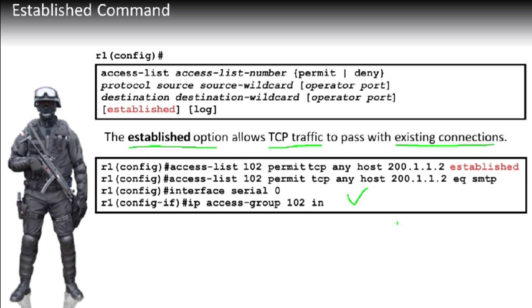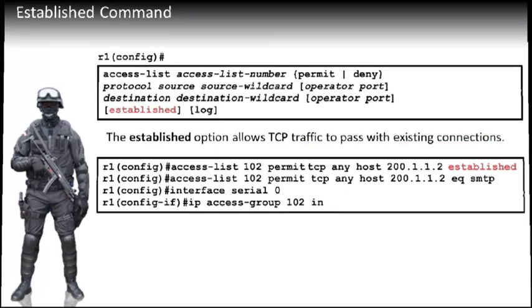Without this established parameter in the ACL, the mail host could receive simple mail transfer protocol traffic, but not send it. So pretty cool. We have this established parameter that will allow traffic to come inbound here from already established connections. A very, very cool feature. And you can see how this would help to prevent denial of service type attacks.